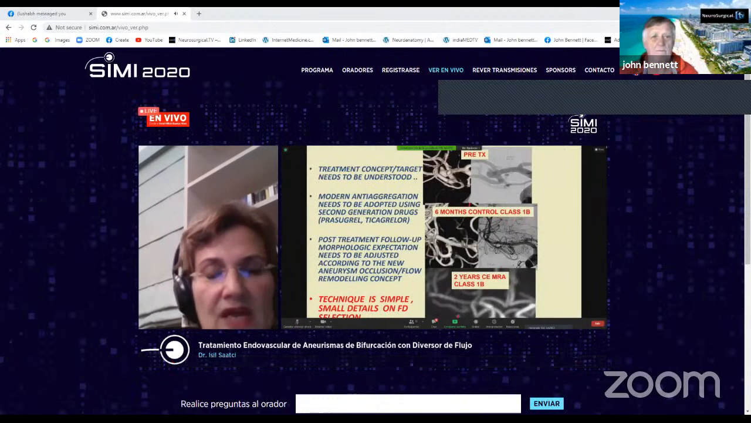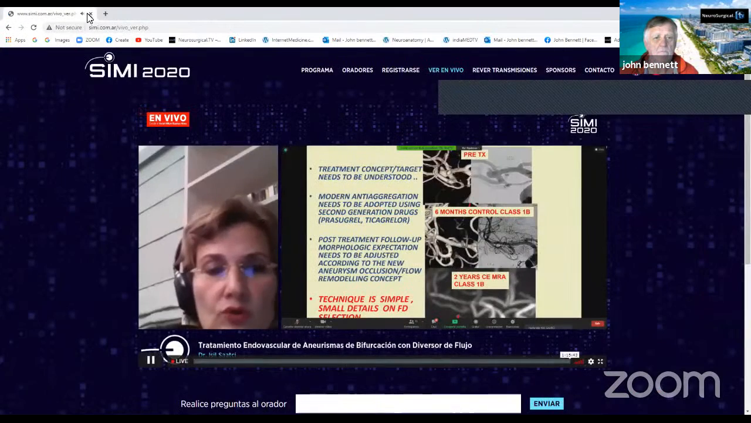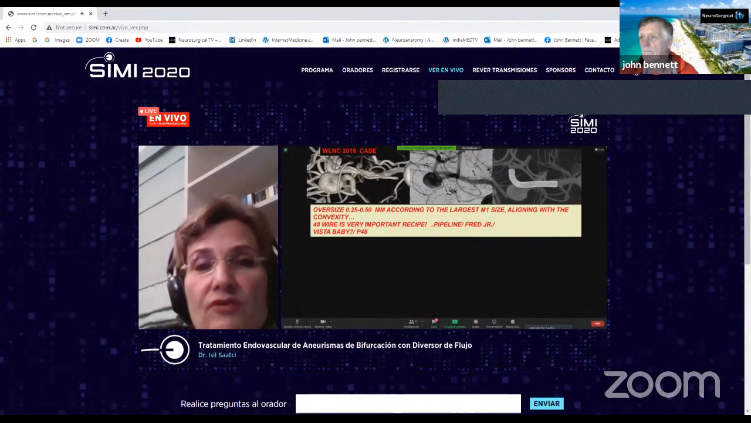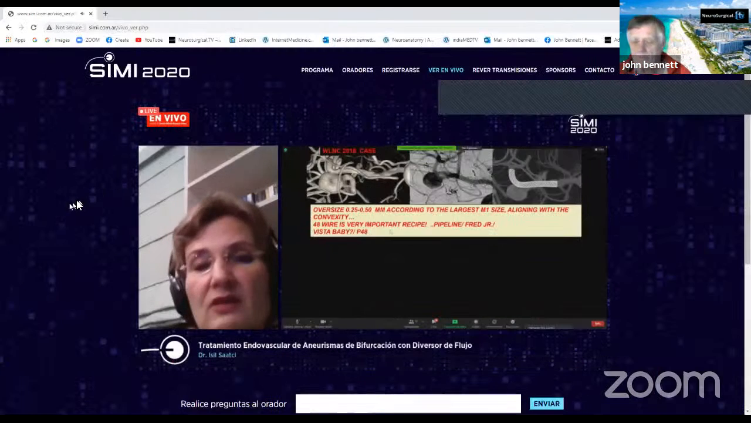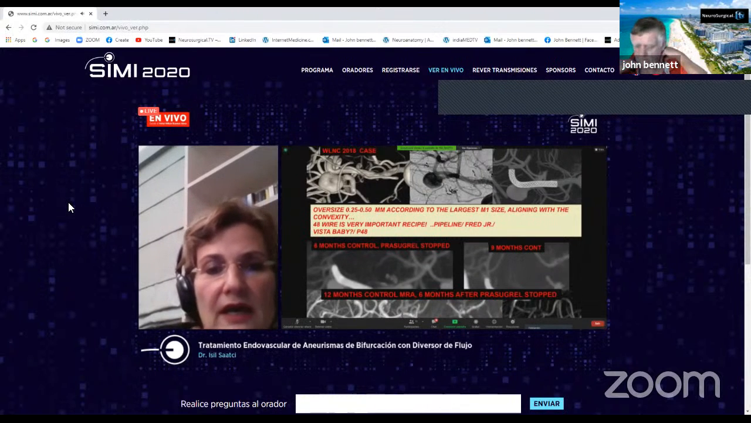MCA aneurysm. So last word before coming to conclusion, in order to get a safer treatment, we oversize like 1/4 or 1/2 of a millimeter according to the largest M1 size, and the device apposition to the wall and to the convexity is very important, and we go for 48 wire at bifurcations.